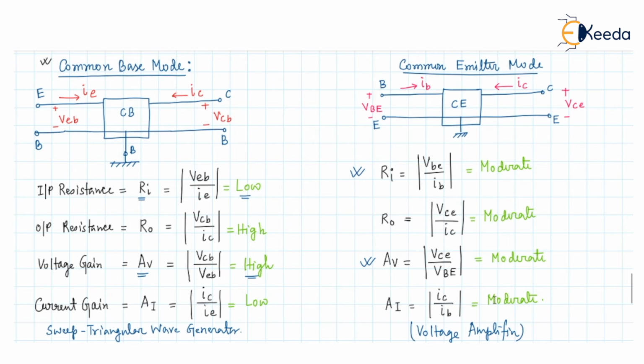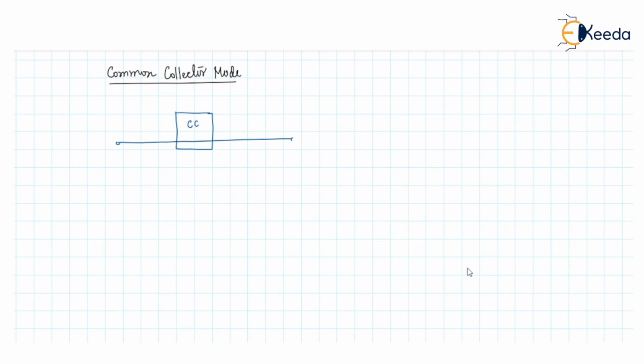Now let us see what will be the common collector mode. For common collector mode of operation, similarly, I can draw the common collector mode like this. So this is the black box in which the common collector is there. So I can write CC connection, and in the common collector we know the collector terminal will be common to both the input and output.